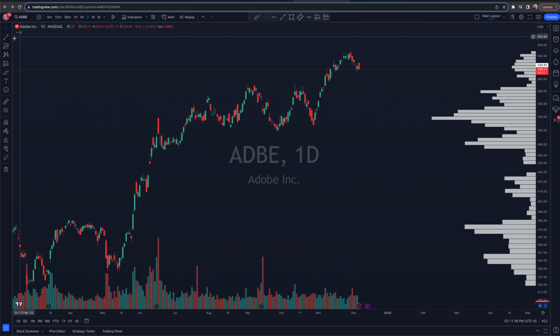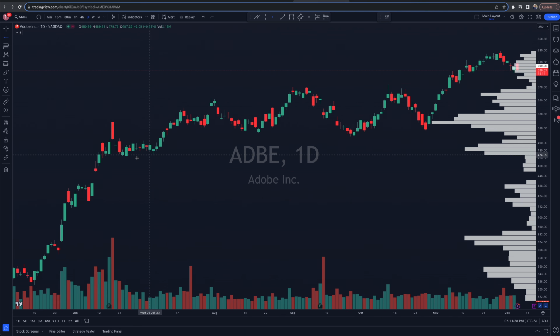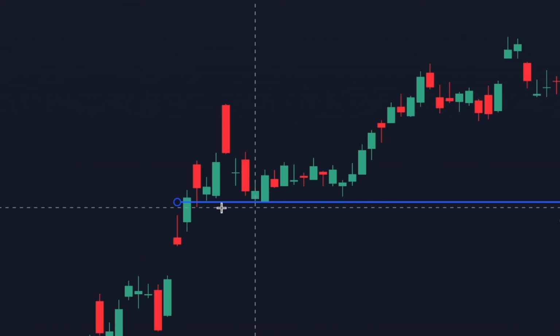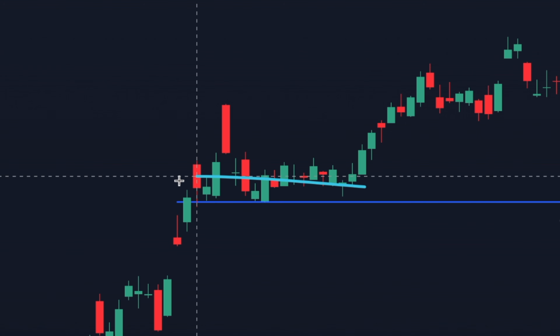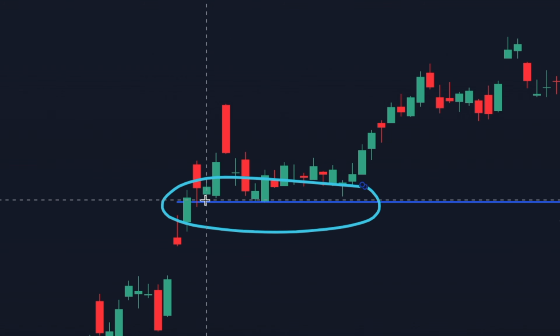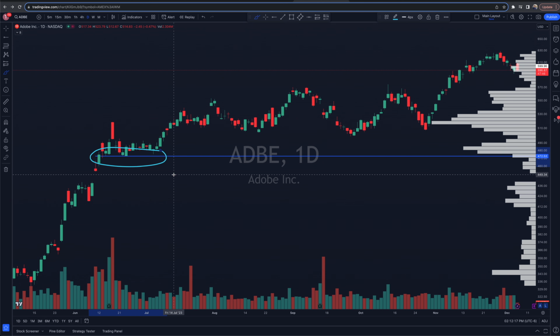So I will go ahead and use my horizontal ray tool. I'm going to look right in here, and I see Adobe was consolidating for some time, but I can connect this blue line to 1, 2, 3, 4, 5, almost 6 candlesticks. What I'm seeing here is that Adobe was establishing and showing support at this $473 level for about a month, which is notable. I like to use the rule of threes.